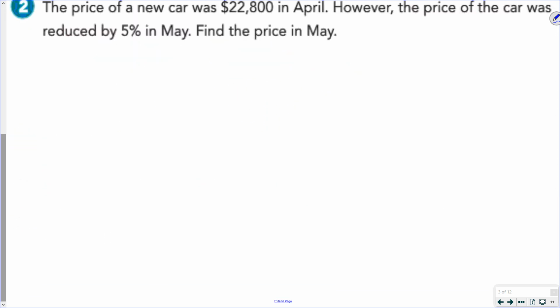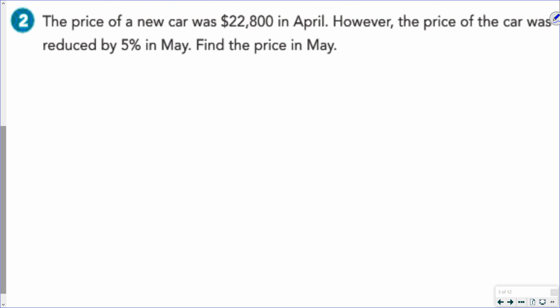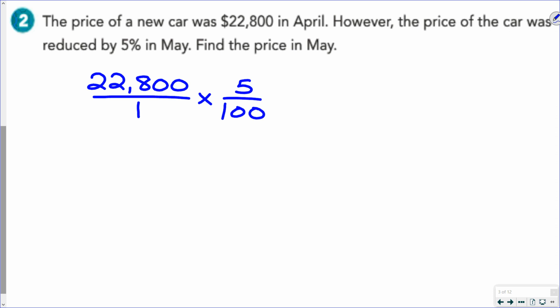And then our second one here, the price of a new car was $22,800 in April. However, the price of the car was reduced by 5% in May. Find the price in May. So we could take 5% of 22,800, and we could use a fraction. We don't have to use a decimal. We can use a fraction as well.